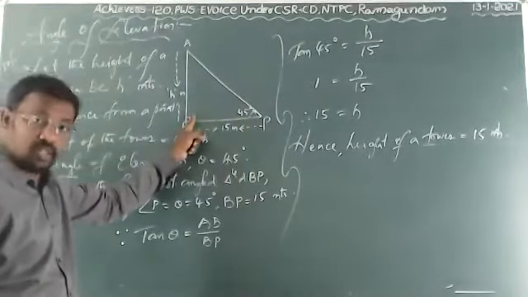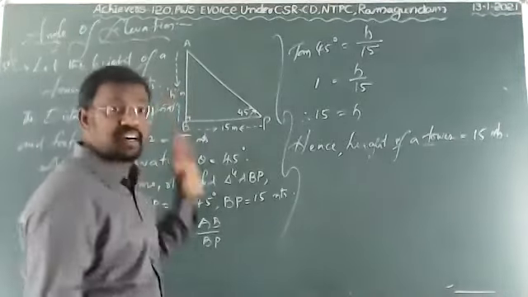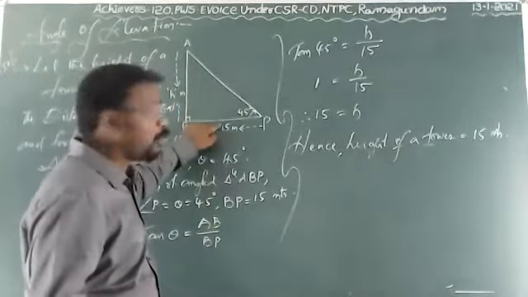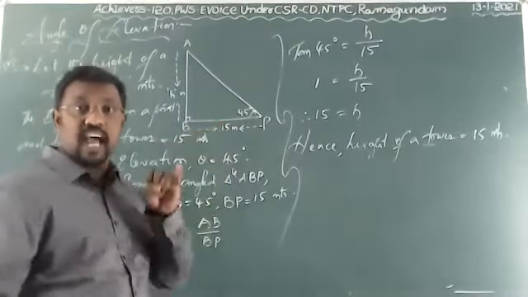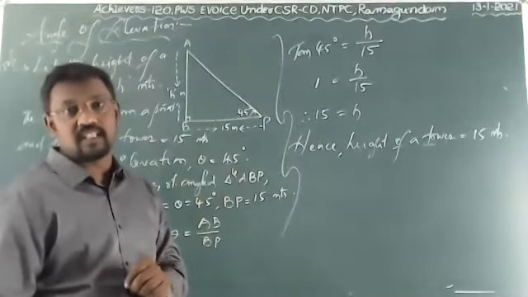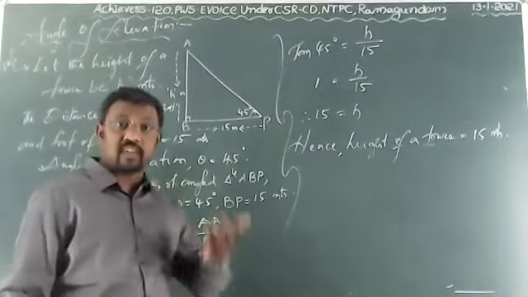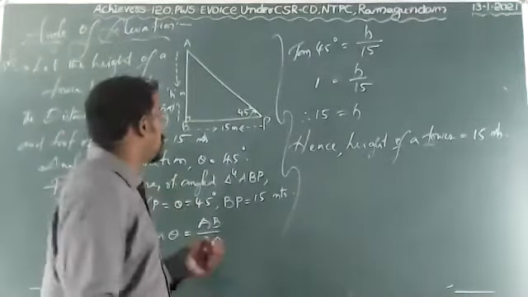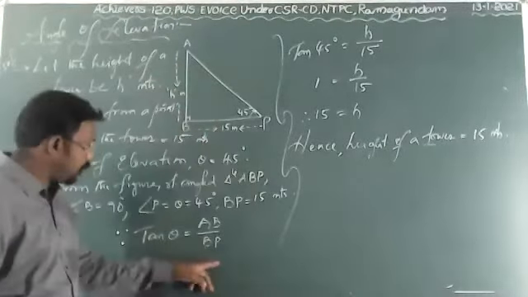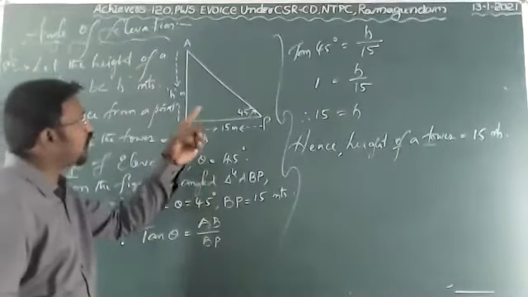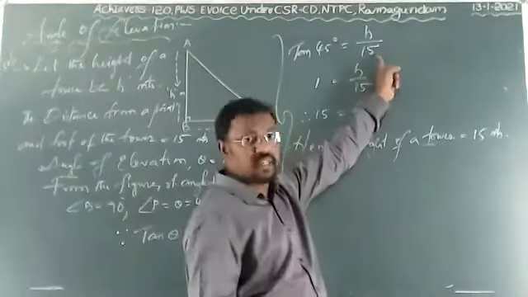This is at 90 degrees. The height we have to find is AB. Now, what ratio do we have relating the opposite side and the adjacent side? From the ratios, that is tan theta or cot theta. You can take tan or cot, but better to take tan because it is a direct ratio. So tan theta is equal to opposite AB by adjacent BP. Substitute the values: theta is 45, AB is h and BP is 15.